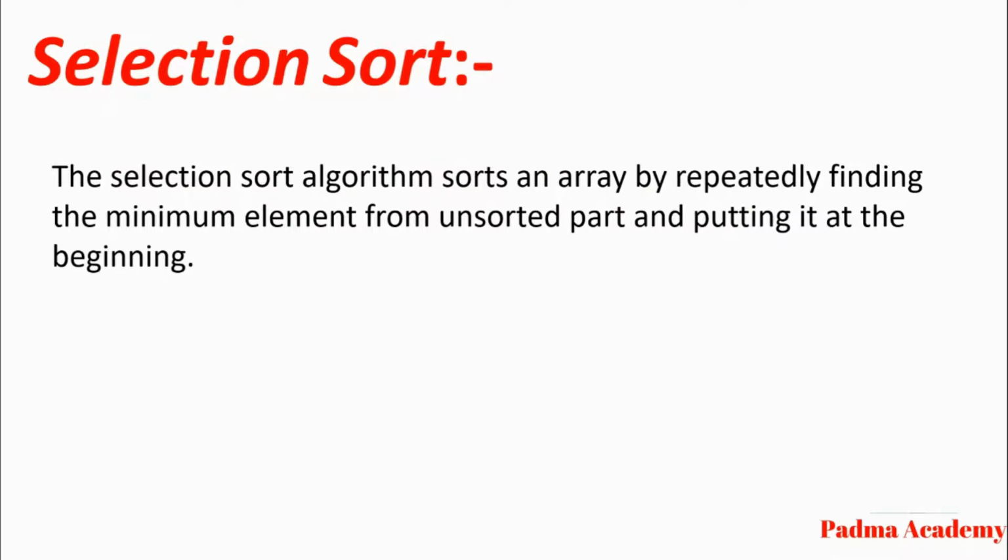In this video we are going to discuss the selection sort. The selection sort algorithm sorts an array by repeatedly finding the minimum element from the unsorted part and putting it at the beginning. So we will discuss one example so that your concept will be clear about the selection sort.